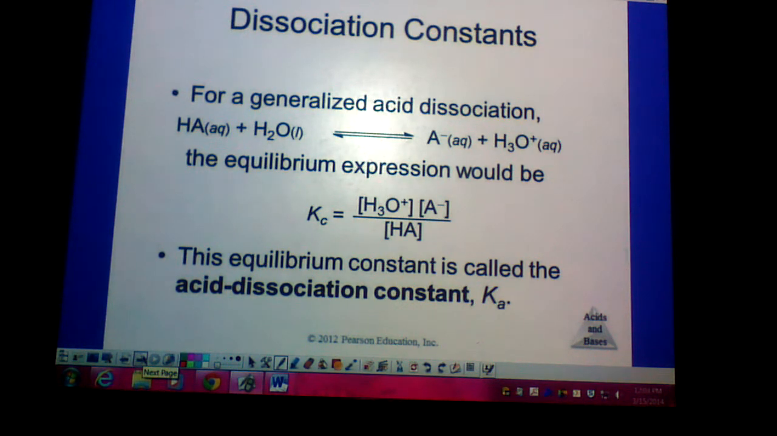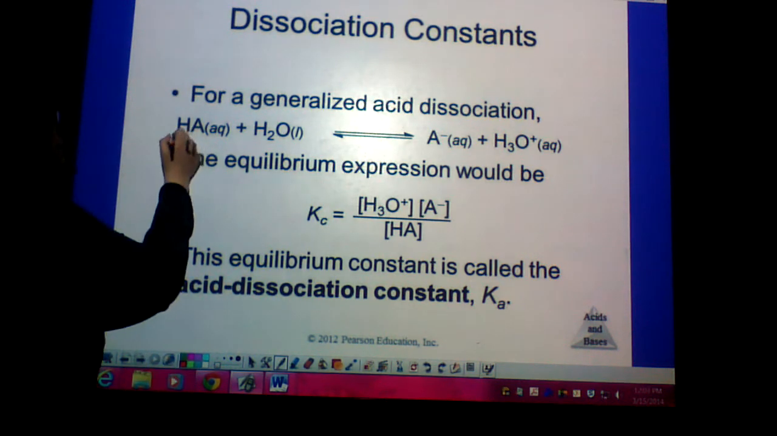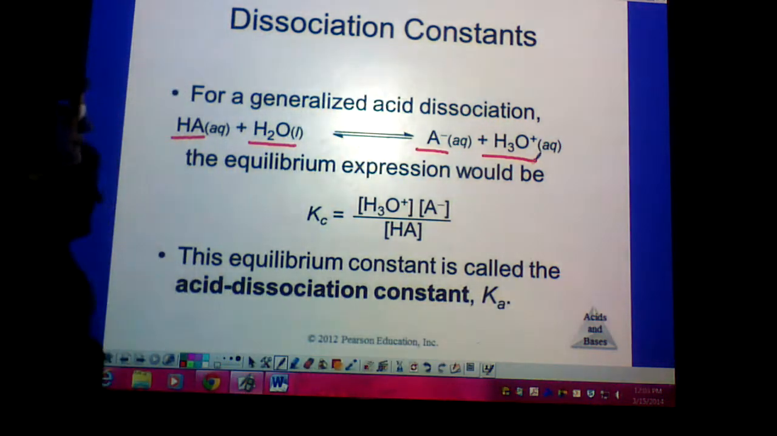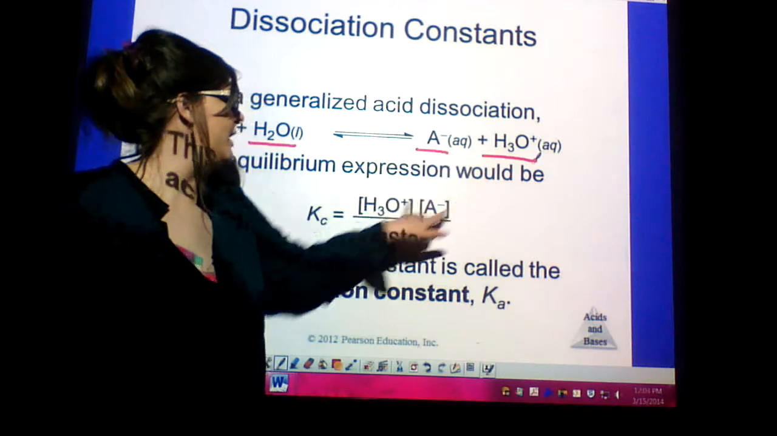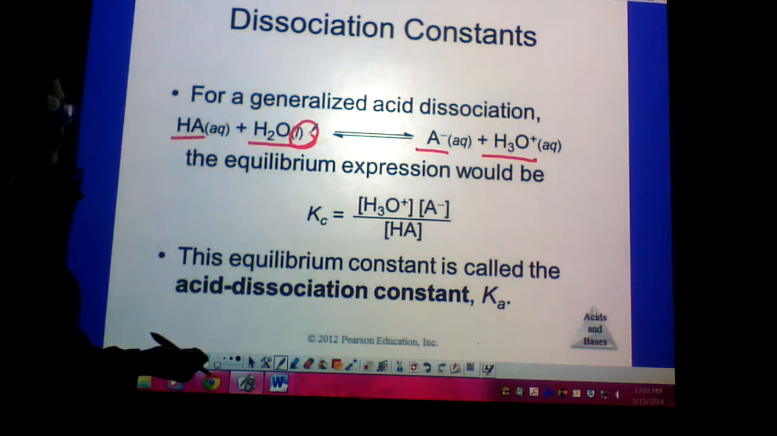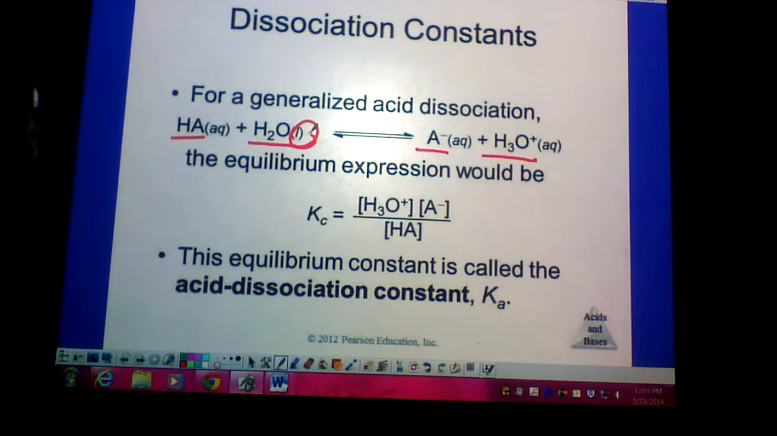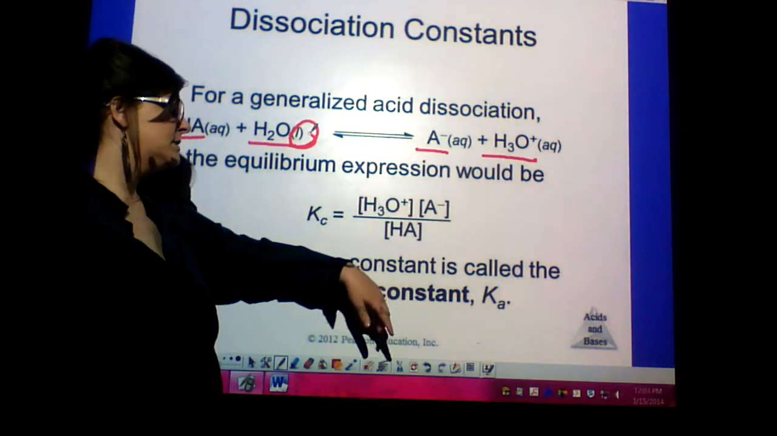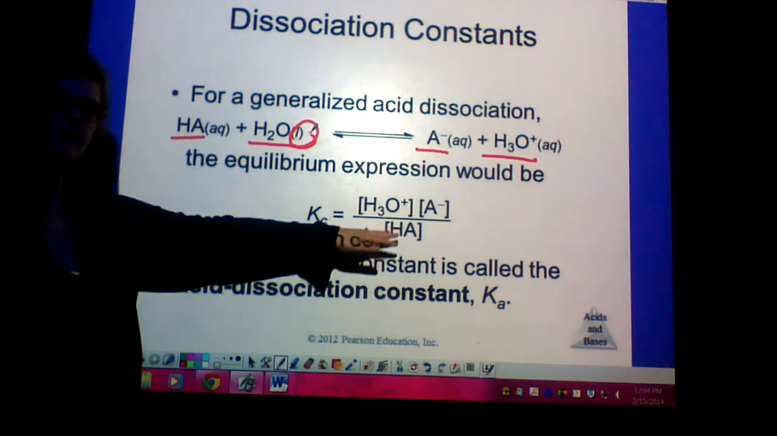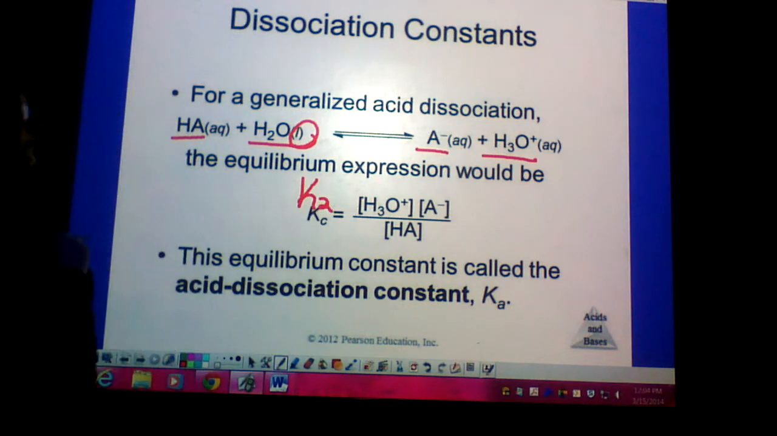If we talk about weaker acids, though, a generalized acid dissociation is, let's say, HA, so just some fake acid, plus water is going to produce A minus and H3O plus. If I want to write an equilibrium expression for this, it's, again, products over reactants. Since water is in liquid form, I'm not going to include that in my equilibrium expression. So we're just going to have H3O plus times A minus over HA. We're not going to call this equilibrium constant Kc, even though it's based on concentrations; we're going to call it Ka, because that tells us that it's the acid dissociation constant.